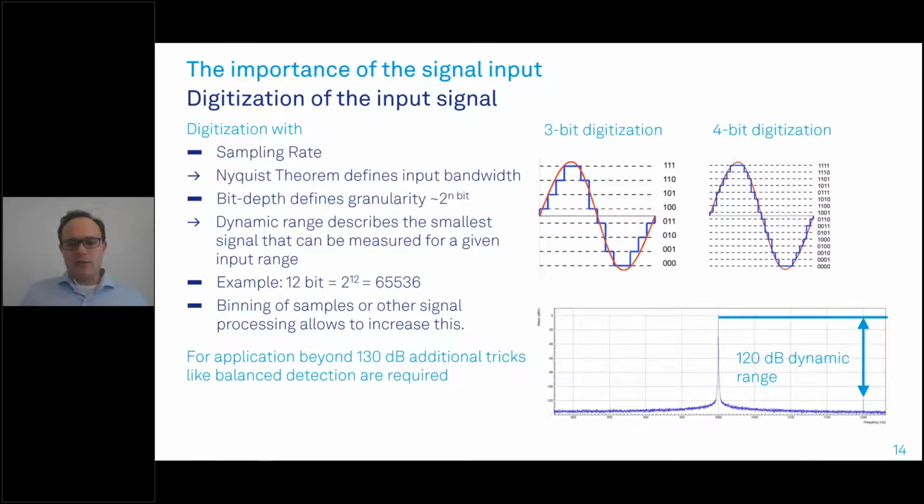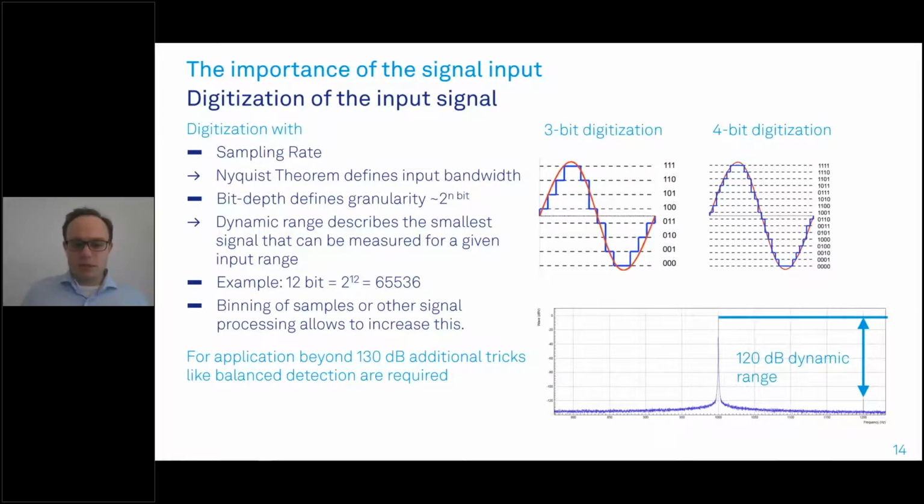Now you could say, okay, but this means we are limited to something like 4 to 5 orders of magnitude. This is not entirely correct. This would be the case if you rely on the dynamic range of the digitization only. But in the moment when you bin the samples or do additional signal processing, like for example averaging, you can increase this much more. And on the lower right-hand side, you see an example where we have something like 120 dB dynamic range.